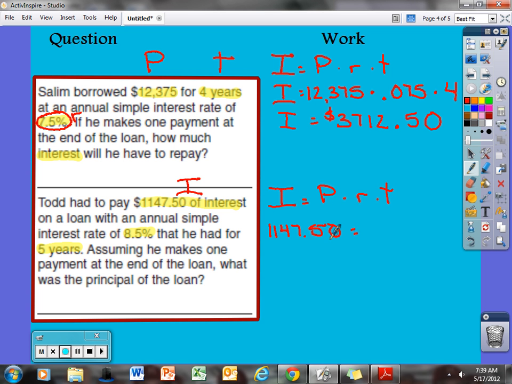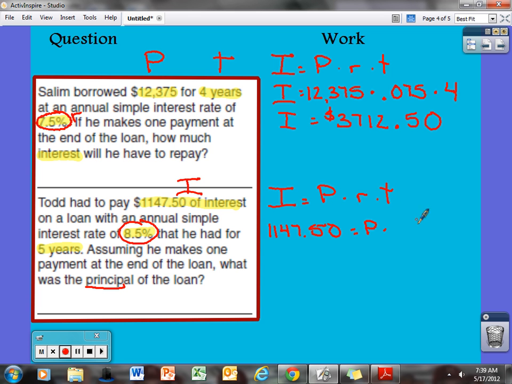Now that is equal to, remember what it says, we want to find out the principal. So I don't know the P. I know the annual simple interest rate was 8.5%. I'm going to again convert that to a decimal. 8.5% out of 100, that just means 8 and 5/10 divided by 100 to convert that to a decimal. So that's 0 and 85 thousandths, sorry. Times that by the time, well, he had 5 years in order to pay that back. So I need to solve for the principal here.